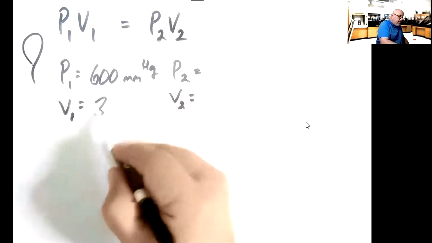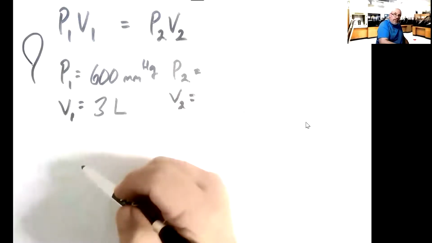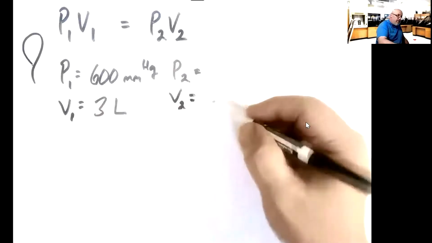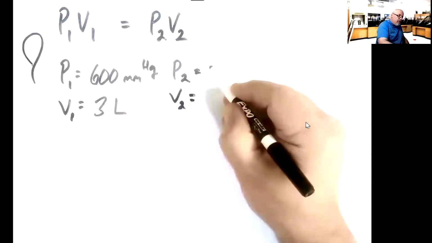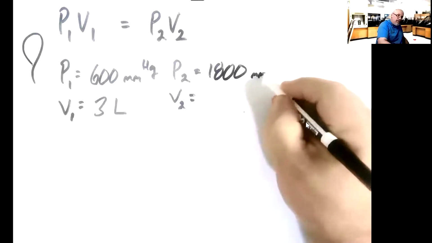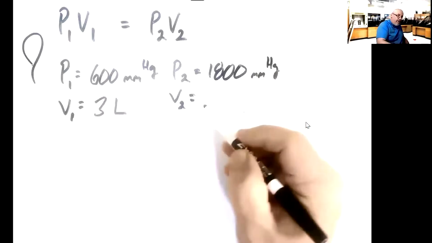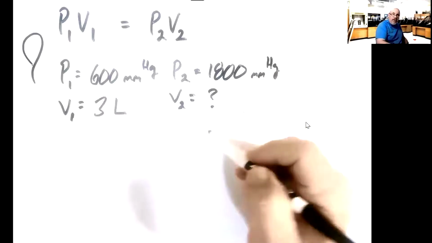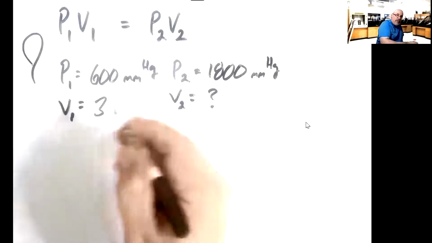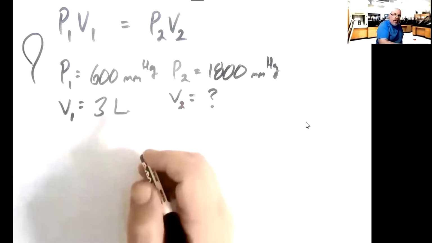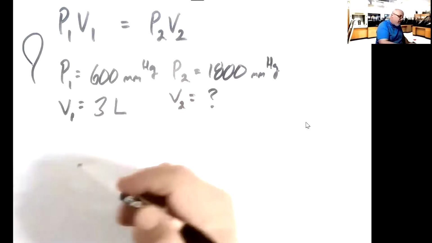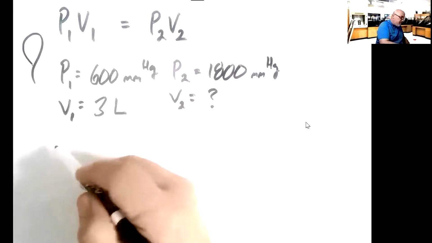and the volume of the balloon will be 3 liters. And then at some unknown time in the future, the pressure in the balloon will increase. It'll be 1,800 millimeters of mercury. And the volume is unknown. The question is, what will the volume be? Okay, so that's what we do. We always write out our variables. All these problems will always have 3 variables given. You write them out, and then we're solving for the fourth variable, whatever it is, wherever it is.